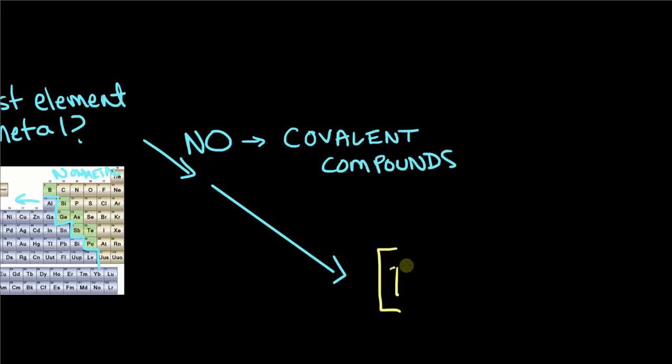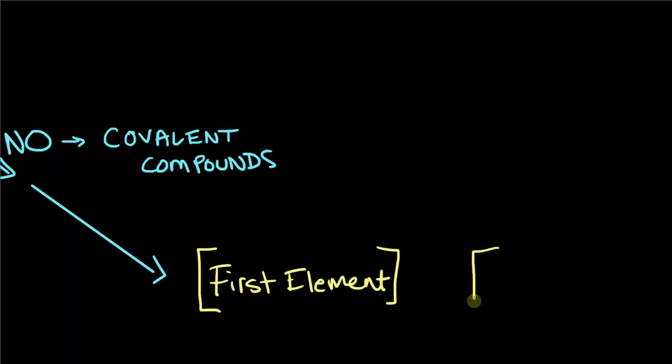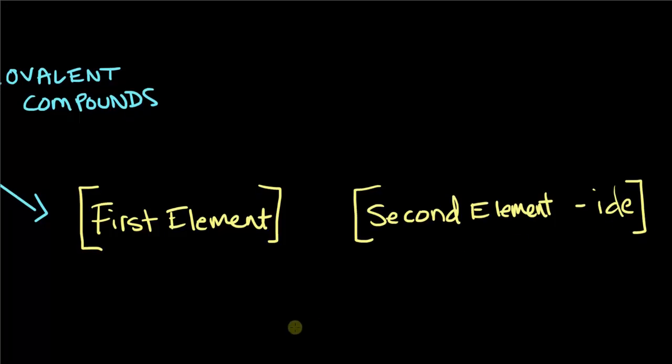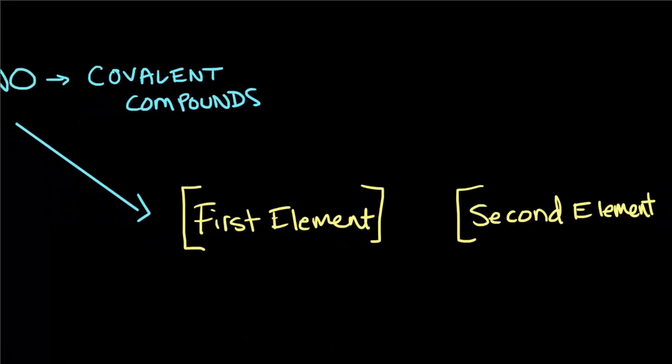You just say the name of the first element, then you say the name of the second element, but for the second element, you're going to add an ending, which is -ide. So for example, oxygen will become oxide, fluorine will become fluoride, sulfur will become sulfide, and so on. There is one additional thing that we need to add here, and that is a numerical prefix to the beginning of each name for each element.